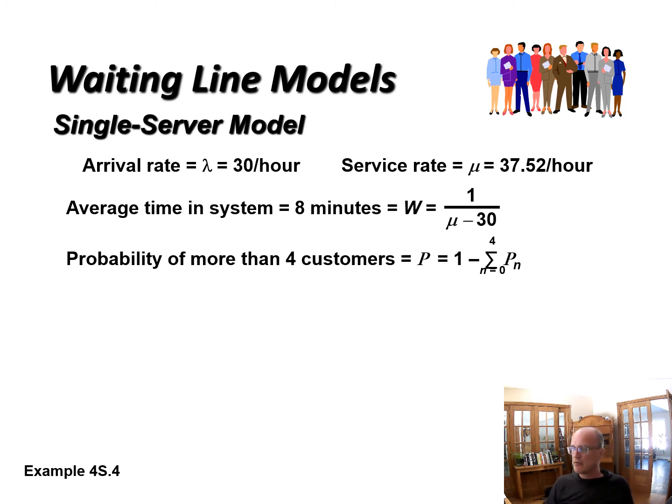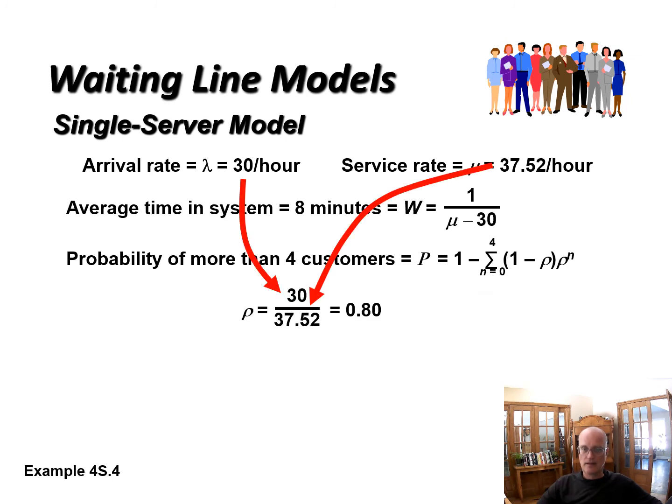So if we want to figure out the probability that we have more than 4 customers, we first have to figure out the probability that we have 4 customers or less, and we do that by calculating the probability of 0 customers, 1 customer, 2 customers, 3 customers, 4 customers, subtracting that from 1, because there has to be either 0 or some number of customers, and we know all those probabilities sum to 1. So in this circumstance, we have rho equal to 30 divided by 37.5, so our utilization is 0.8.